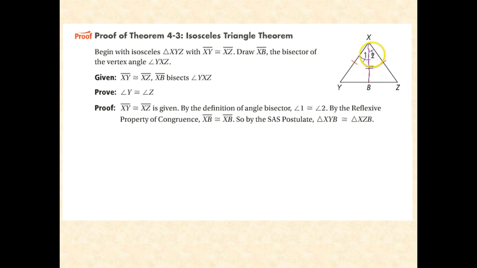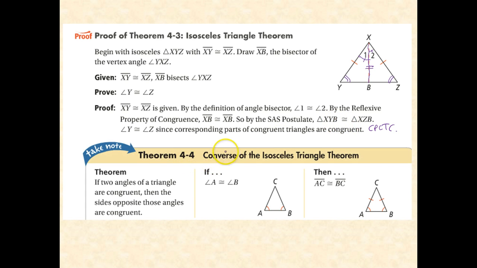And then, now that I have two congruent triangles, I can now say that angle Y is congruent to angle Z because of CPCTC. Corresponding parts of congruent triangles are congruent. Sometimes you'll just see it written like that, and that's fine. So boom, proved. QED, my friend.